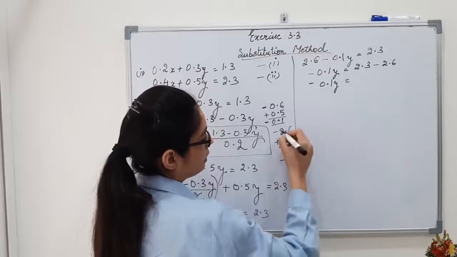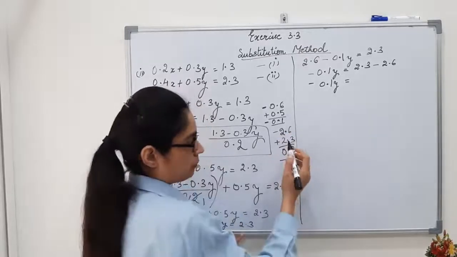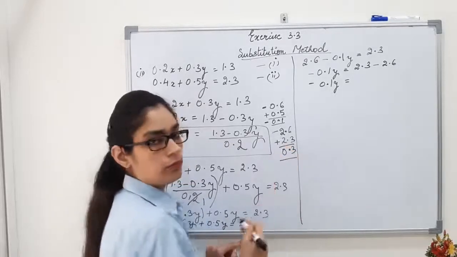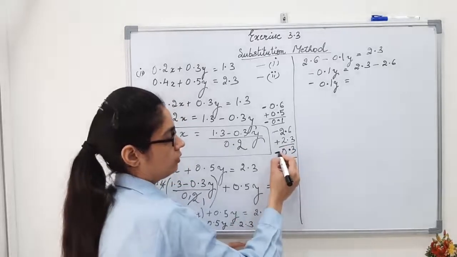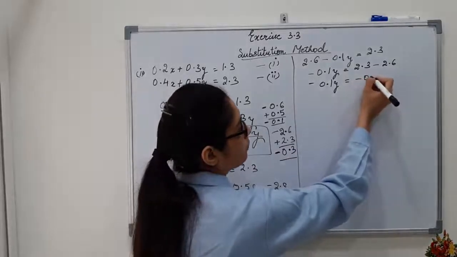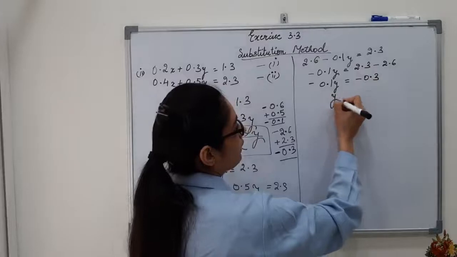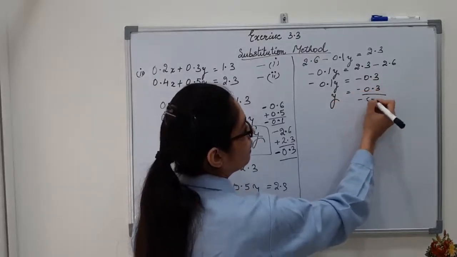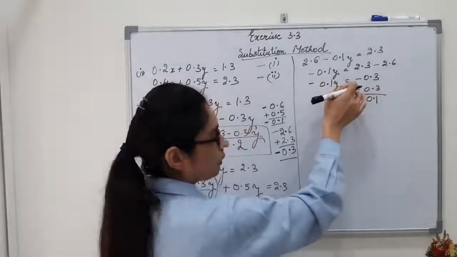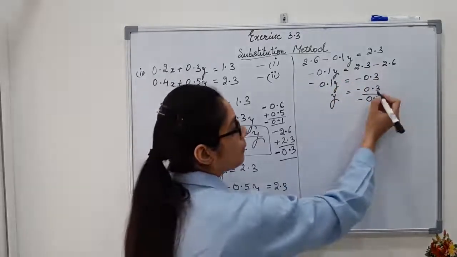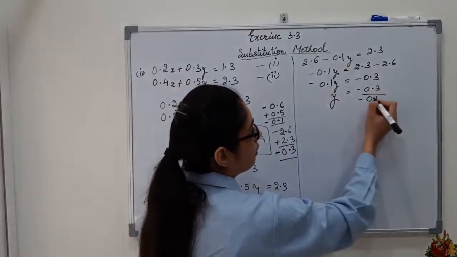Point comes as it is. 2 minus 2 is 0. So bigger number is 2.6. And with 2.6 we have minus sign. So with answer also I will write minus 0.3. So now I'll write minus 0.3 upon minus of 0.1. This 0.1 is getting multiplied to y this side. On shifting to other side, it will be divided by 0.3.